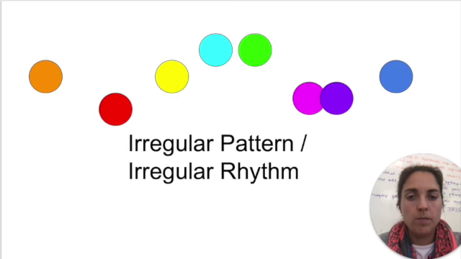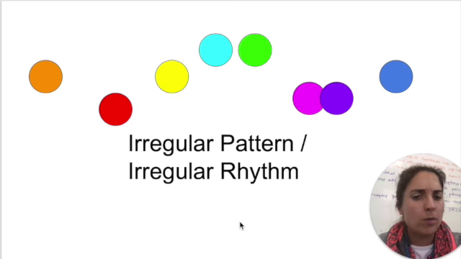Next example, irregular pattern, irregular rhythm. And it's just like you think. It's very difficult to predict how I would continue to draw this example beyond the video. So what color comes next? Where should I actually place that circle? Because it's hard to say. The rhythm is changing. All the spaces between the circles are different.